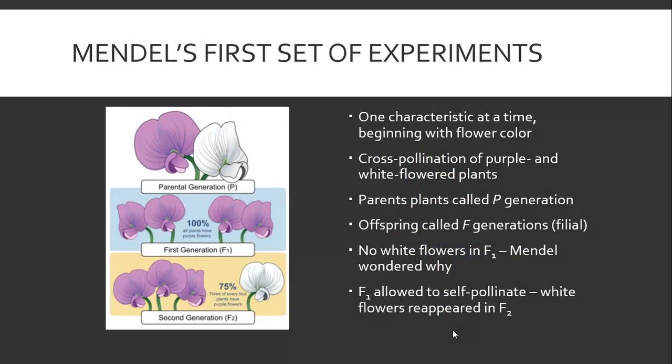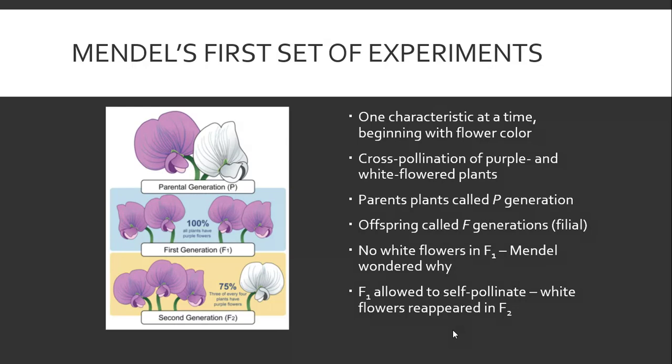Mendel began by changing one characteristic at a time and started with flower color. He crossed purple plants and white plants. The parent plants were called the P generation, and the offspring were called F or filial generations. What Mendel noticed was that when he crossed purple and white, the first generation of offspring had no white flowers, and he wondered why that was the case.